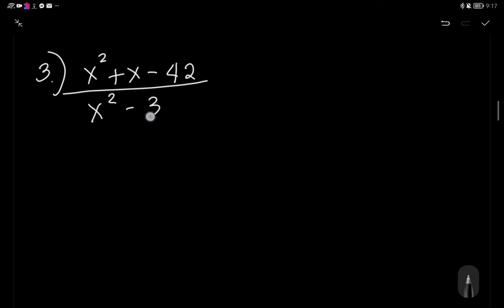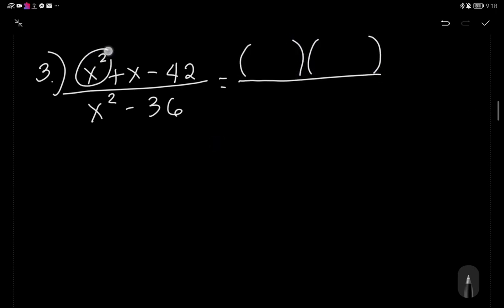Okay, now let's proceed to example number 3. I have here x squared plus x minus 42 over x squared minus 36. Now, the first step is to factor out the numerator and denominator. Let's start with the numerator. Now, let's factor out the first term, x squared, x times x. And the sign of our last term is negative. That means the factors are positive and negative.